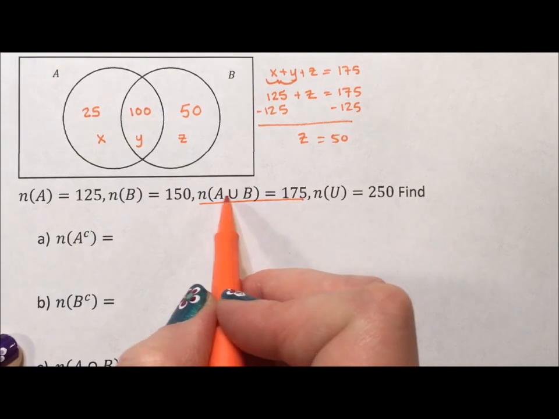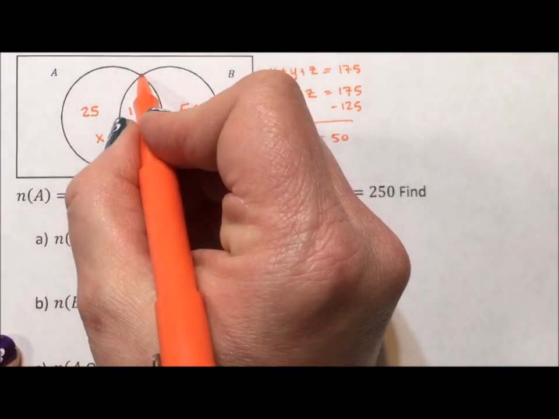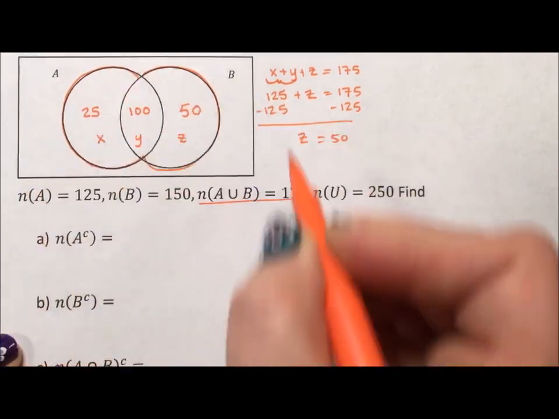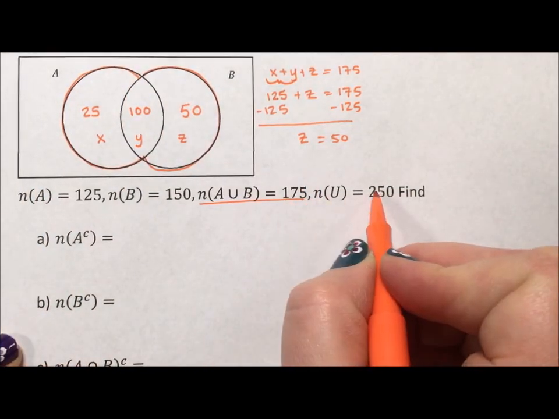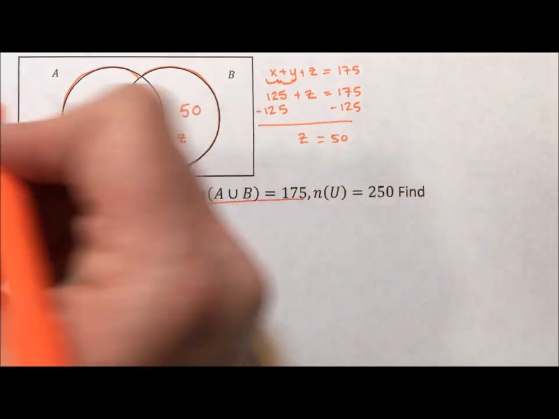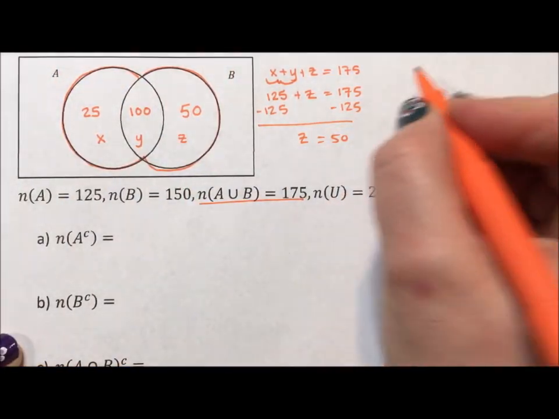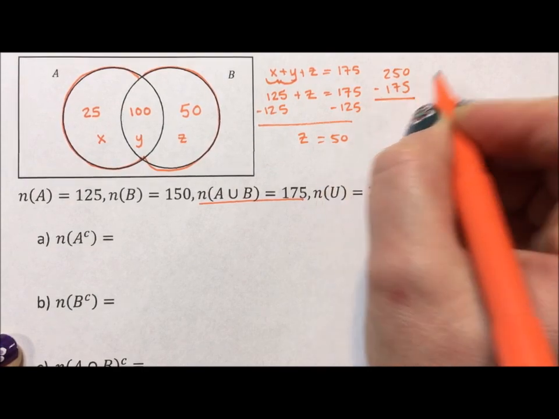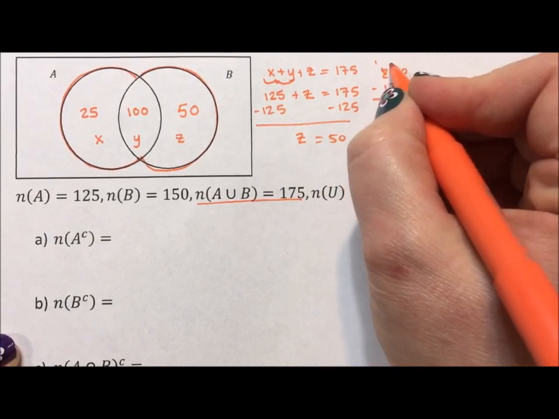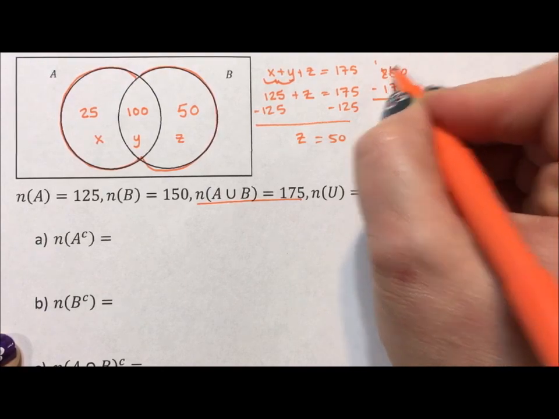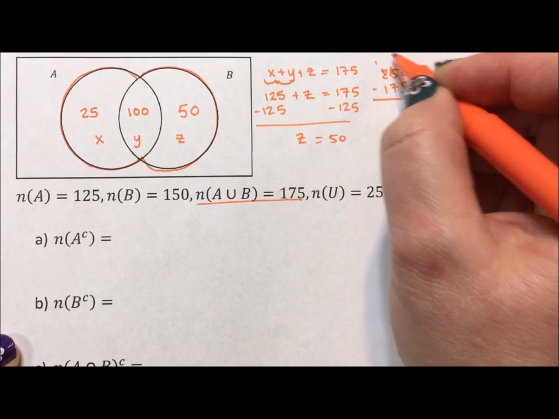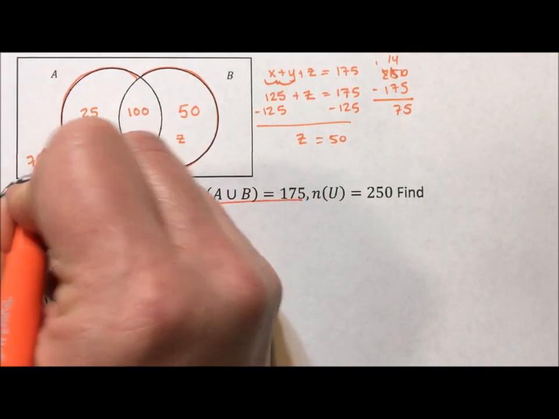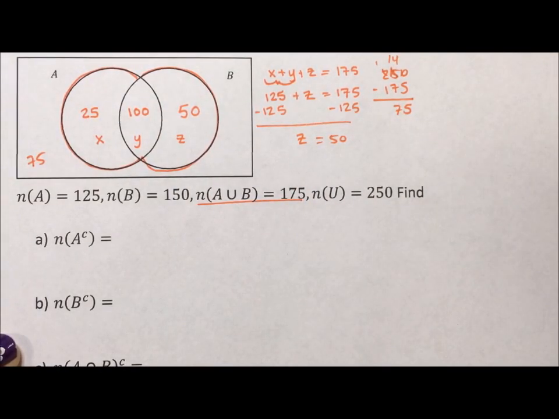Now, again, the union, the full goggle piece, this union of the two is 175, and there's 250 in the whole universe. The whole universe is the whole box. If we take 250 and subtract 175, yes, we borrowed from that already to get a 10. We find out that there are 75 outside of the circles. So we now have the puzzle pieces.